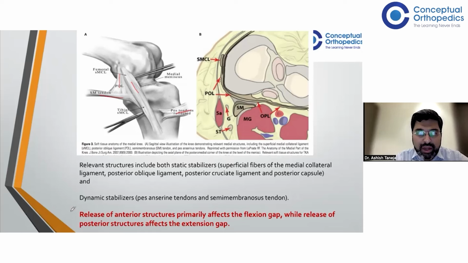So you have to understand one rule regarding the release. Whenever we release the anterior structures right here, then we will affect the flexion gap. When we release the posterior structures, we will mainly affect the extension gap. So this is what you have to understand. Anterior release of the medial structures will help in opening the flexion medial gap, and release of posterior structures on the medial side will help in releasing the medial extension gap. This is what you should be remembering.